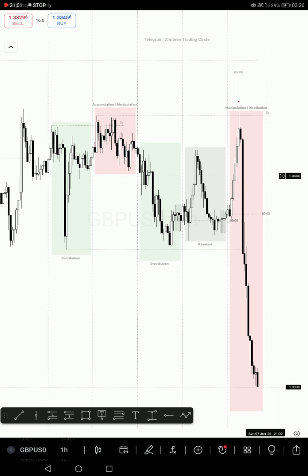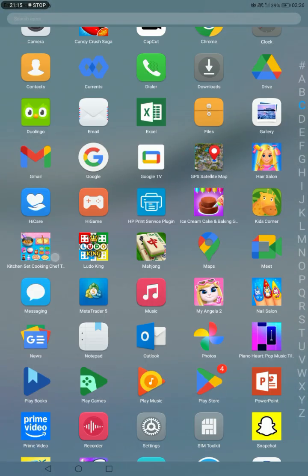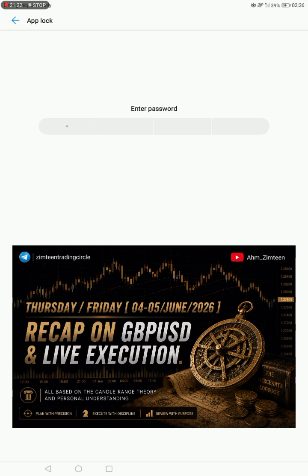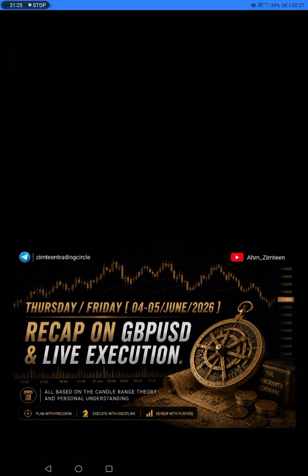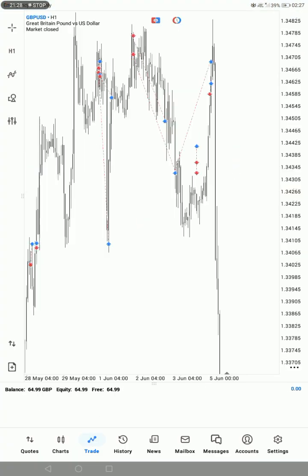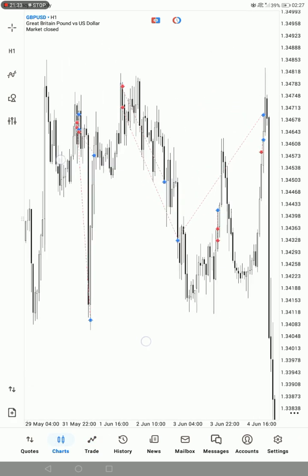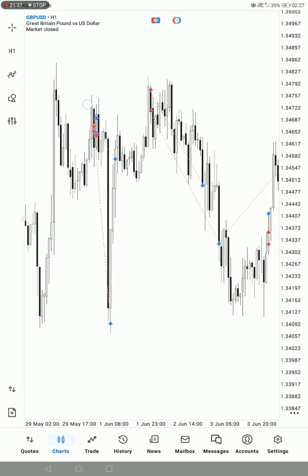So I actually took the live execution, and it's kind of messy, very very messy. I don't really like my MT5 to look like that, but let's check it all together. So this is my MT5 execution. You can actually see the Monday trade right here. This was the Monday trade I took, and I shared the signal with my Telegram channel.